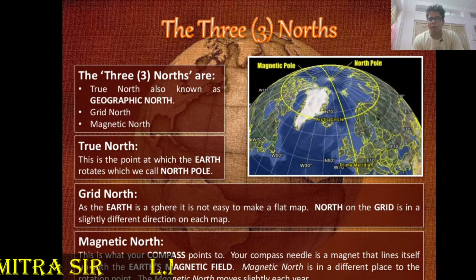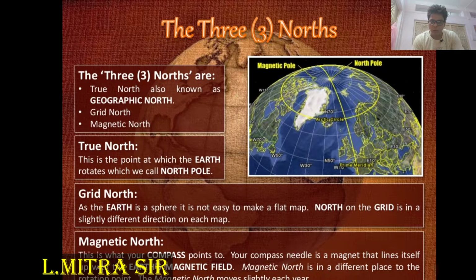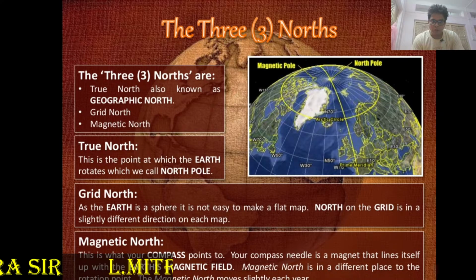So what is true north? What is grid north, and what is magnetic north? We will discuss them one by one. First, what is true north? It is the point around which the Earth rotates, which we call the North Pole. That is also called the true north, on the basis of this axis.